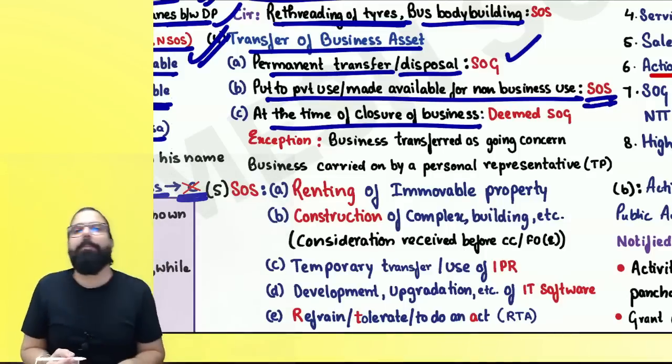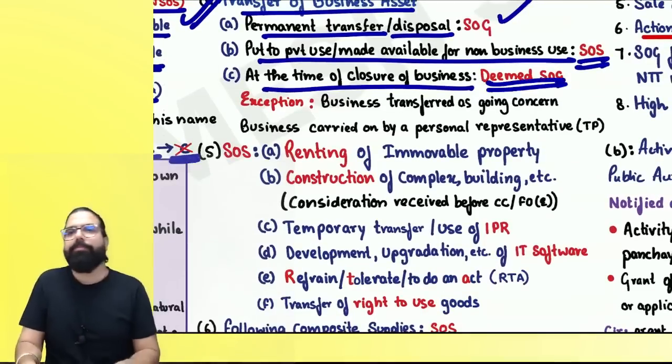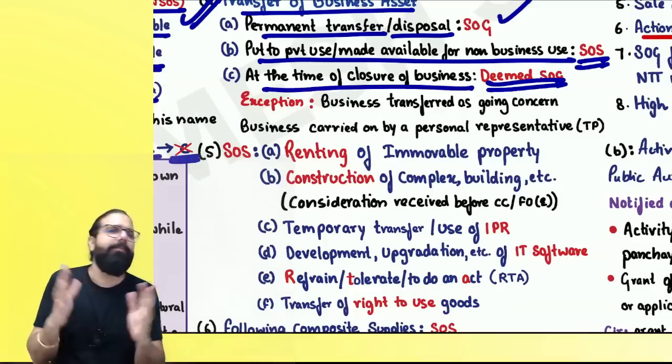For an example, I closed my business and took all the assets home. Always remember, it will be a supply of goods. Can we go ahead, everyone? But here there is an exemption. What is the exemption, everyone?